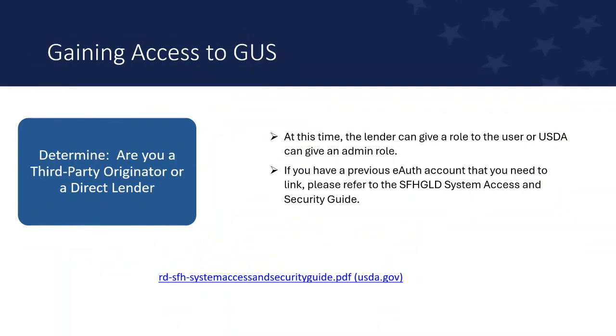At this point, you'll need to determine: are you a third-party originator or a direct lender? At this time, the lender can give a role to the user, or USDA can give an admin role. If you have a previous e-authentication account that you need to link, then you're going to refer to the Single Family Housing Guaranteed Loan Division System Access and Security Guide. The System Access and Security Guide is a helpful document that will walk you through the process step by step.